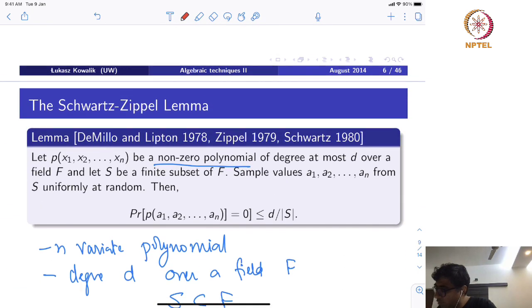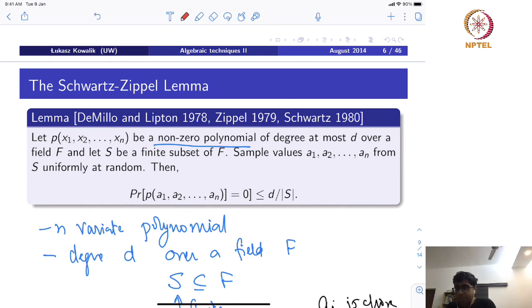So, what the Schwartz-Zippel Lemma says is very simple. Let p be an n-variable polynomial of degree at most d over a finite field. If we pick a finite subset S of the field and sample a1 to an, the values for x1 to xn, uniformly at random and evaluate the polynomial at these points, then the probability that we started with a non-zero polynomial and get 0 is at most d divided by s, where d is the degree.